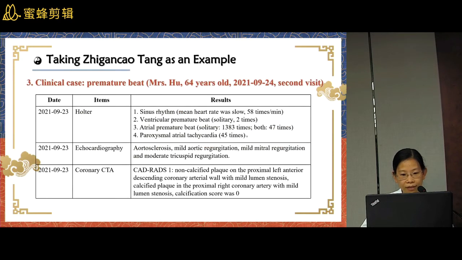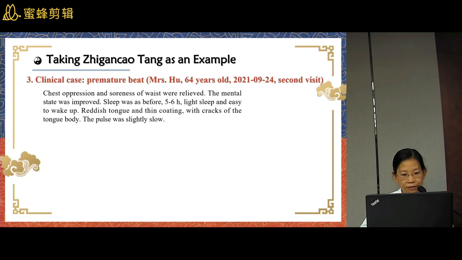5 days later, the patient came back to me. Dynamic ECG indeed showed frequent atrial premature beat. Echocardiography showed no obvious pathological changes. Coronary CTA showed small non-calcified plaque and mild lumen stenosis, but there was no need for a stent. So for this patient, treatment with Chinese medicine is suitable.